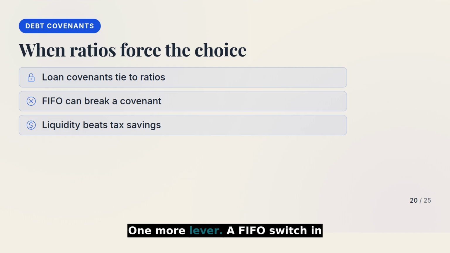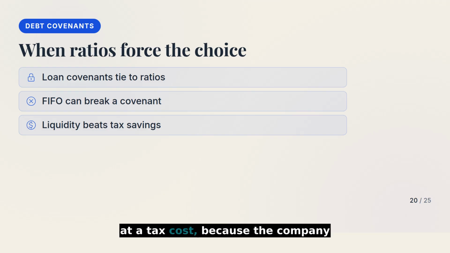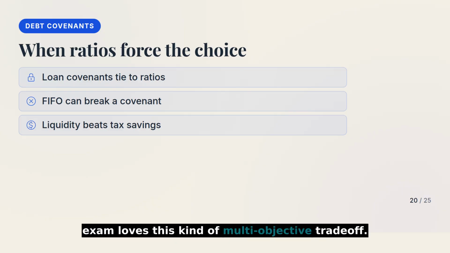One more lever. A FIFO switch in falling price periods can hurt operating income and ratios used in loan covenants. If a covenant breach triggers loan acceleration, a CFO may pick weighted average even at a tax cost because the company cannot afford a liquidity squeeze. The exam loves this kind of multi-objective trade-off.